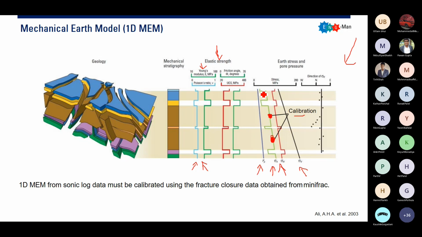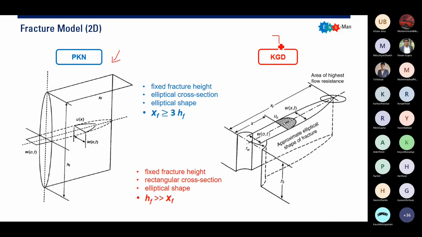All right. Now from 1D earth model, we go to fracturing model. Of course, the very basic fracturing model approach is PKN and KGD. In PKN, we have fixed fracture height, elliptical cross section, and elliptical shape like this one. And we can use this if we have fracture half length more than 3 times the height of the fracture, which is quite normal. We have this condition.